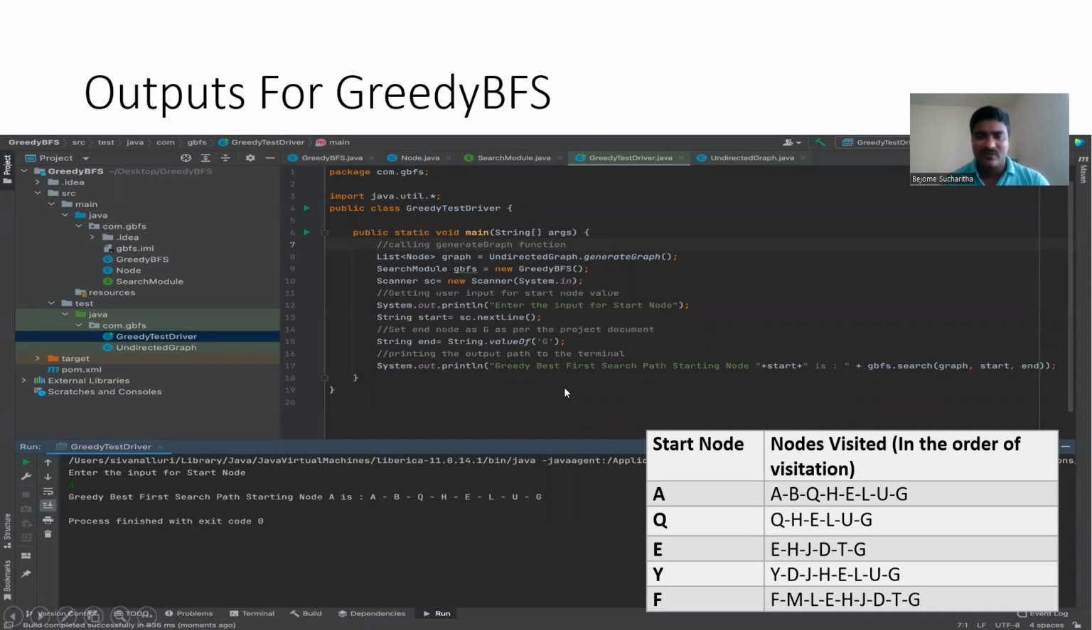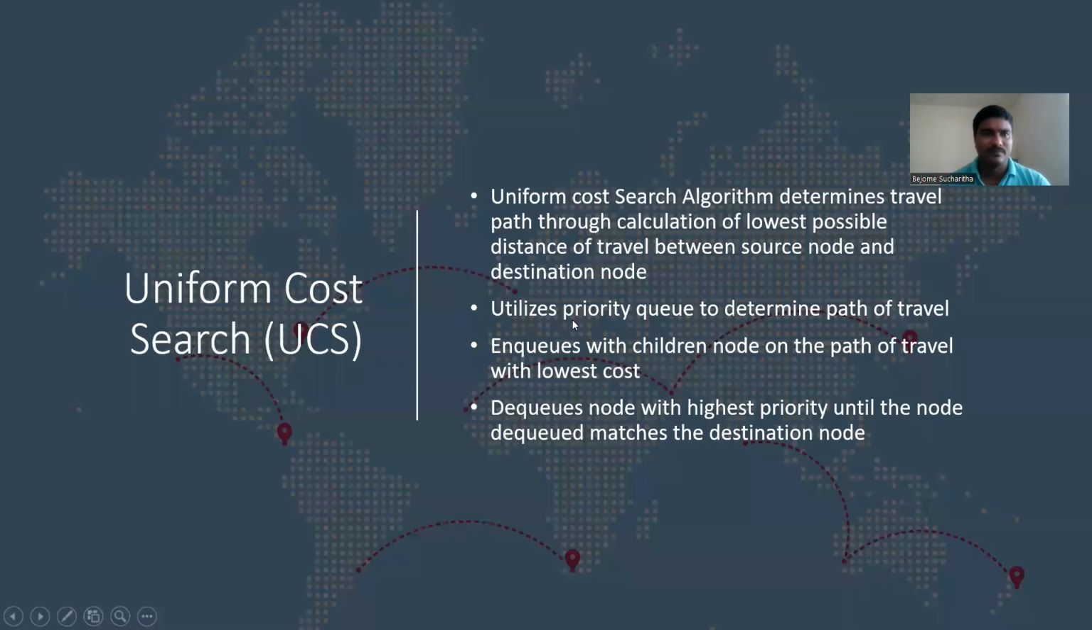And this is the greedy best first search output. When we start with node A, we will get this output. And if we start with node Q, we will get this output. E, this is the output.